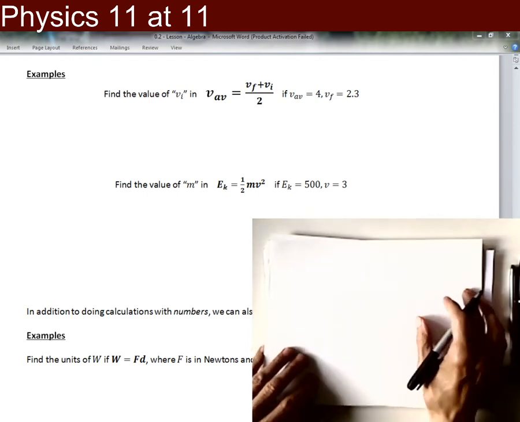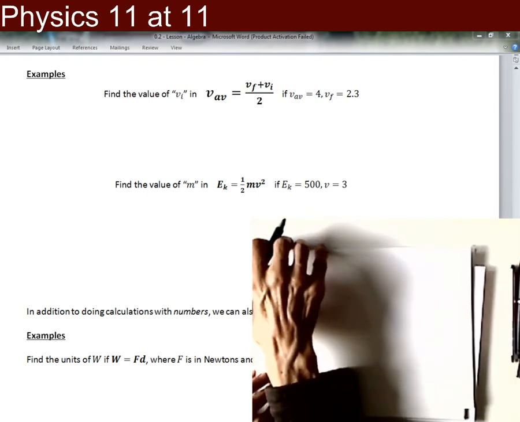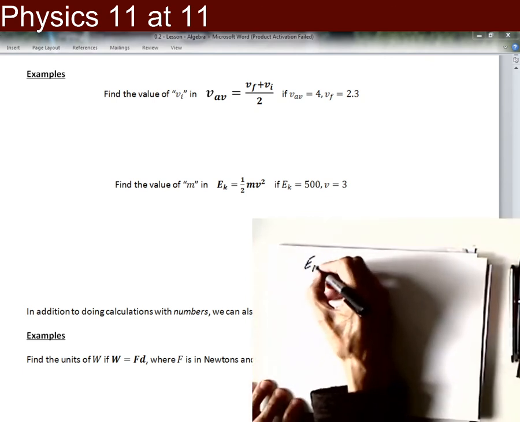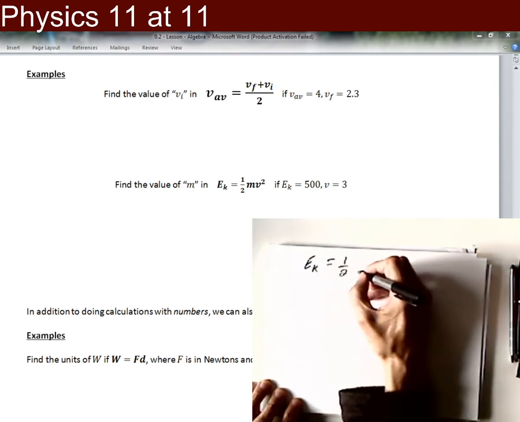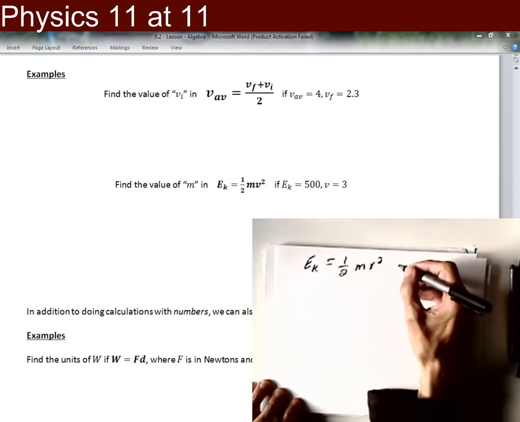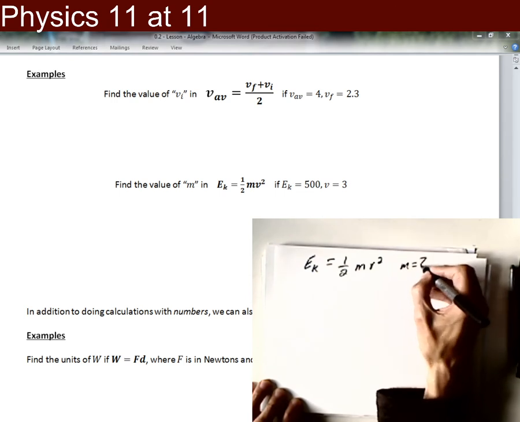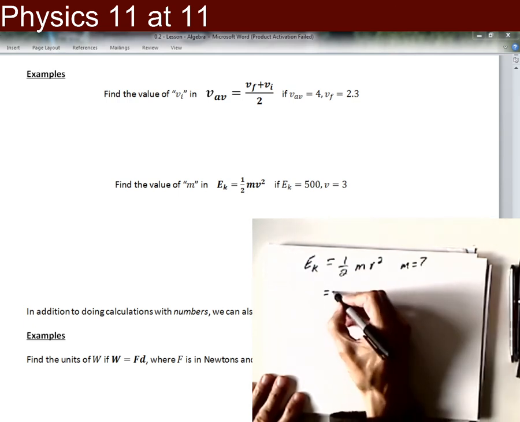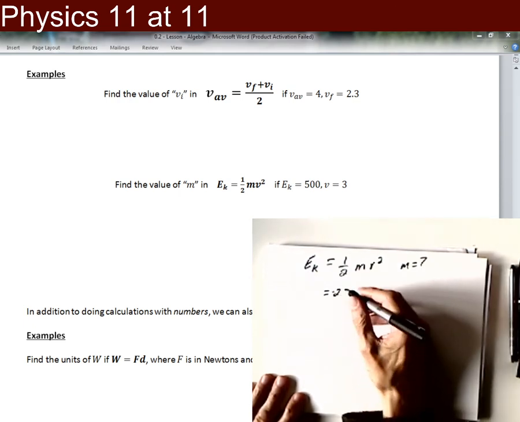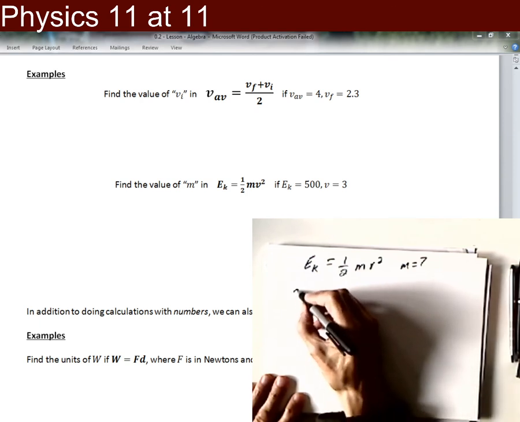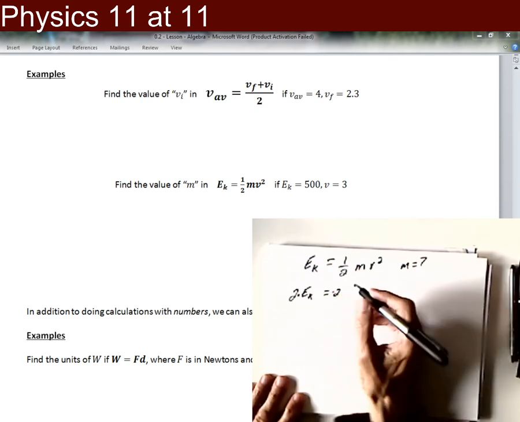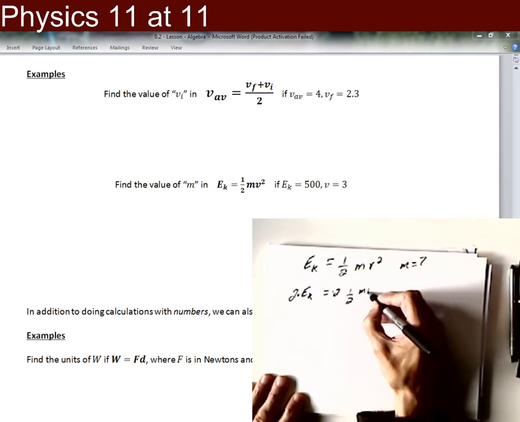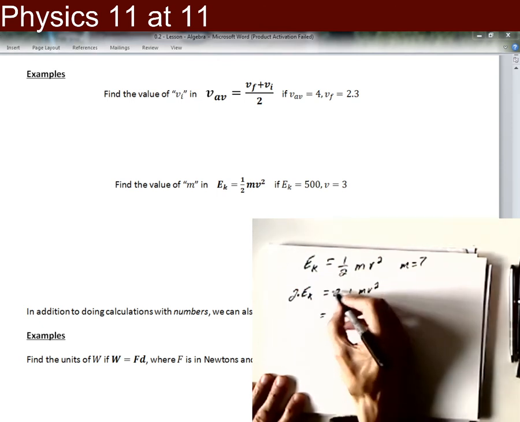Let's do the letters. Letters first. So Ek equals 1/2 mv squared. What are we solving for? M. All right, so I'm going to multiply by 2, times by 2. Which side? Both sides. Times by 2. So times by 2 times all this, 1/2 mv squared.